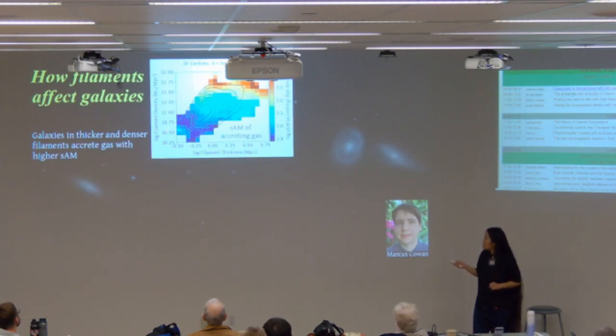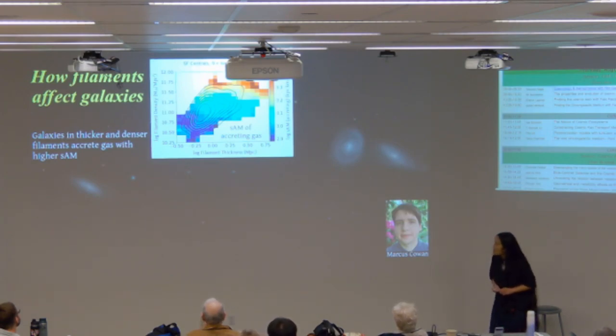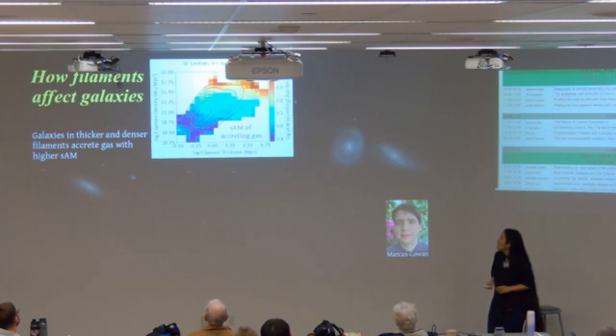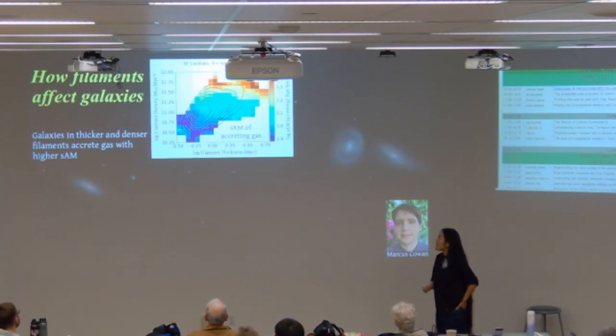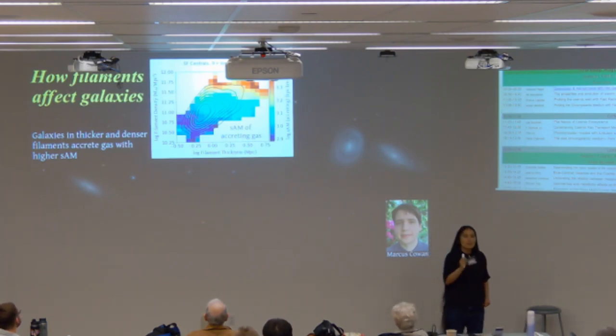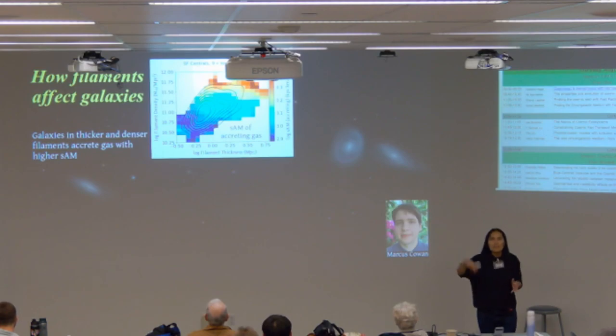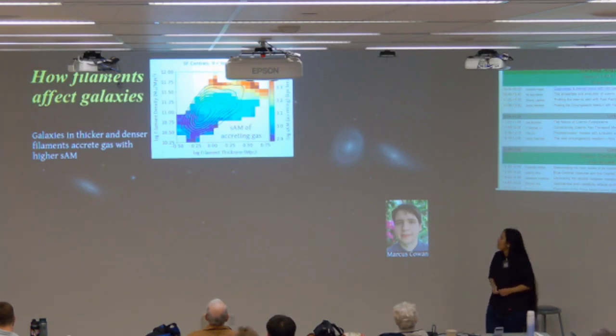So again, there's a correlation between filament density and filament thickness. And now we've color-coded by the specific angular momentum of the accreting gas, accreting at half R_vir here. You can see that galaxies in thicker and denser filaments accrete gas with higher specific angular momentum. So this is exactly what we were expecting. Galaxies in thicker filaments accrete with higher specific angular momentum.